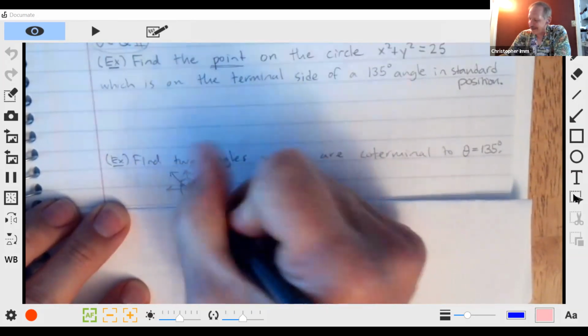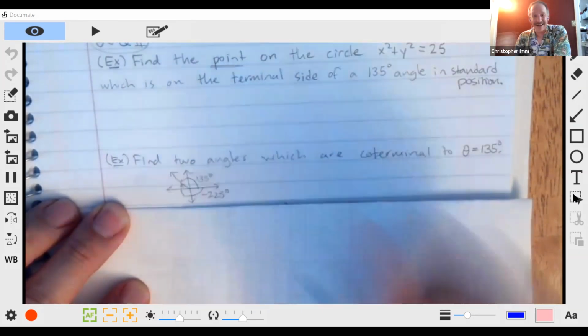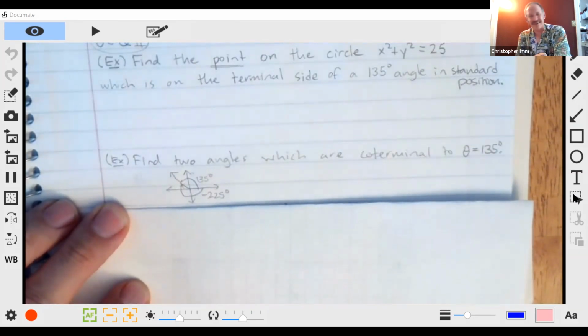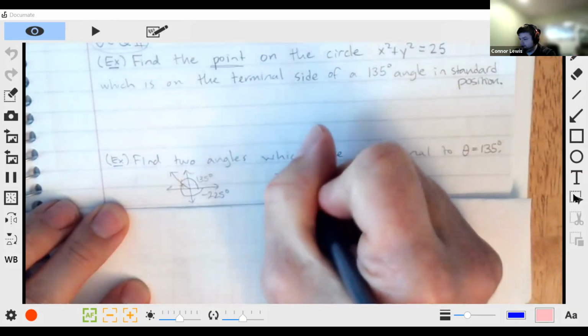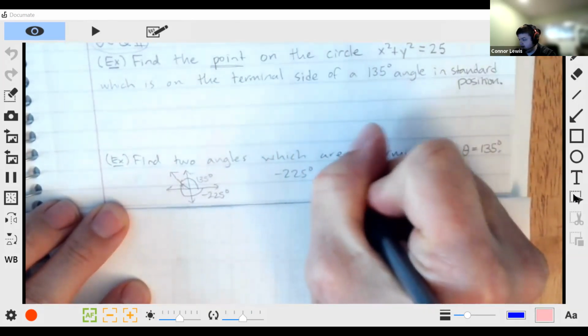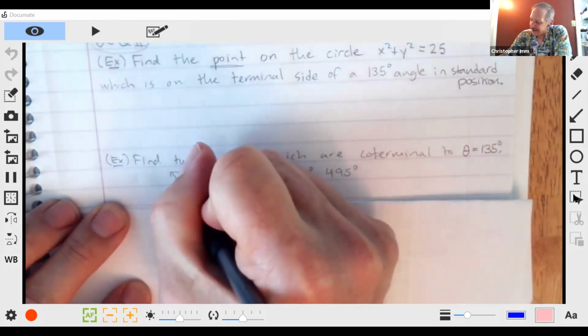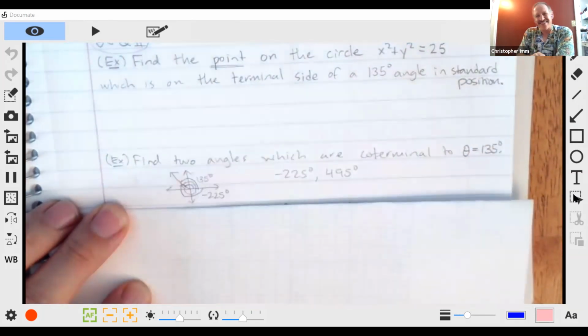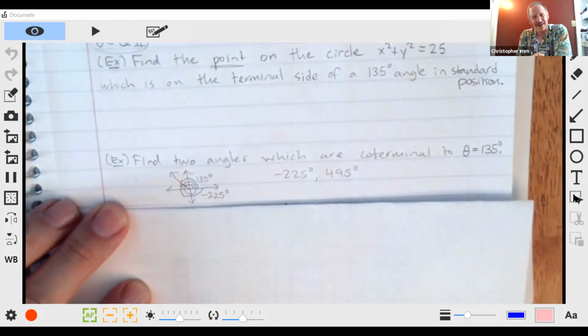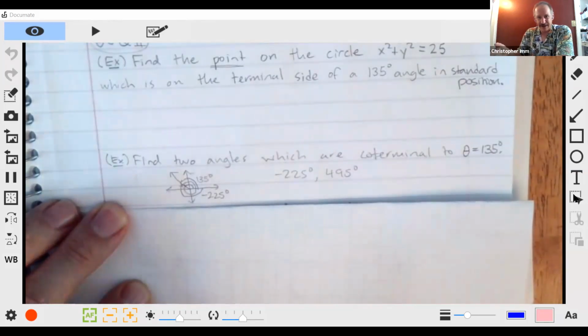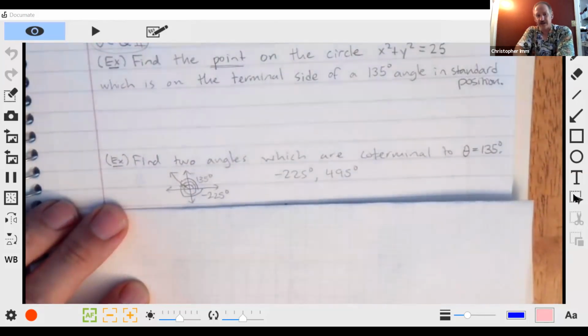So Grace decided to go negative on me. All right, that's good. So -225 is coterminal. Perfect. Starts at the same place, ends in the same place, but they're different angles. What about another one? 495 degrees. Exactly. So you went around once and then a little bit more. Great, so 495 would work. If you went around twice, you would just add on 360, right? Or you could take Grace's angle and subtract 360, and you're going to get all sorts of other coterminal angles.